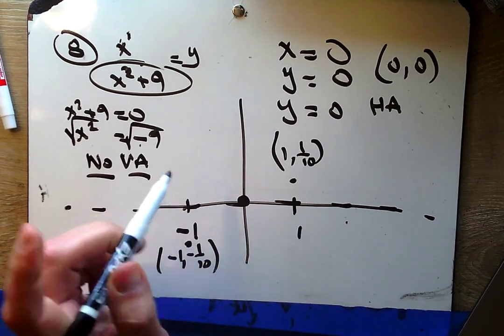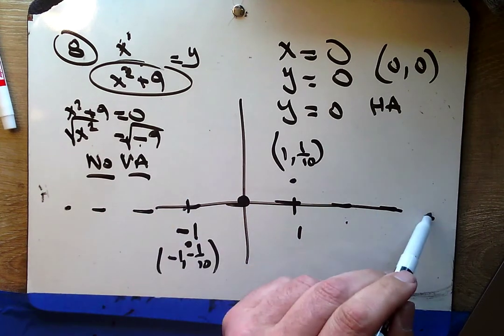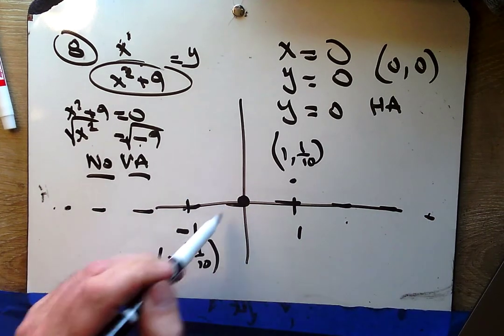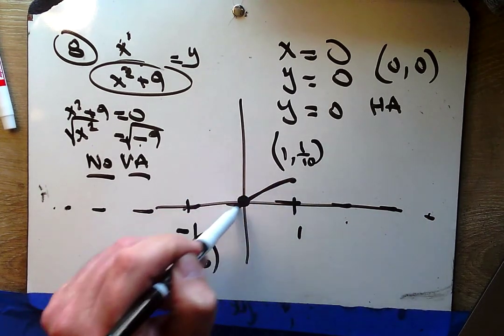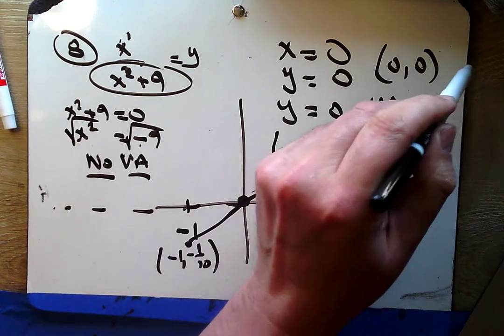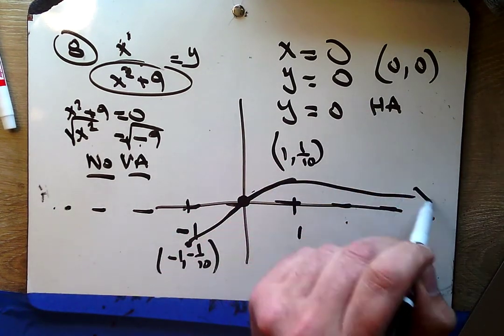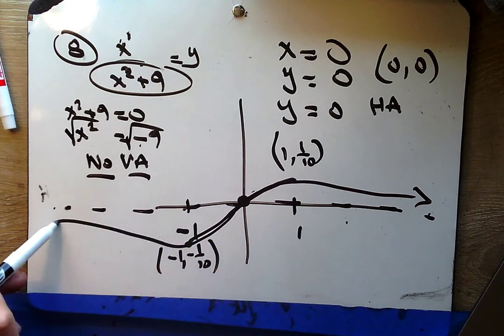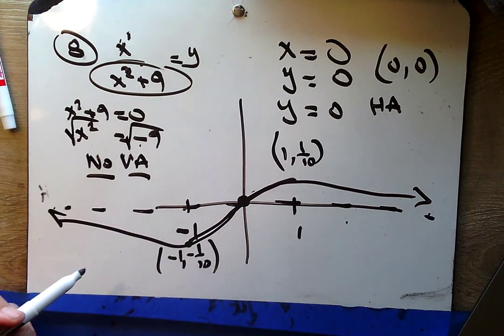Now, my graph has to approach these horizontal asymptotes. So even though it looks like I'm doing this kind of thing and tempted to keep going this way, I've got to bend back down. I've got to come and approach that asymptote. Okay?